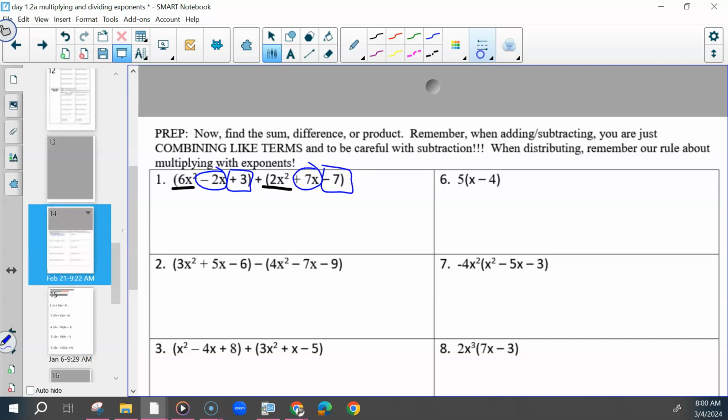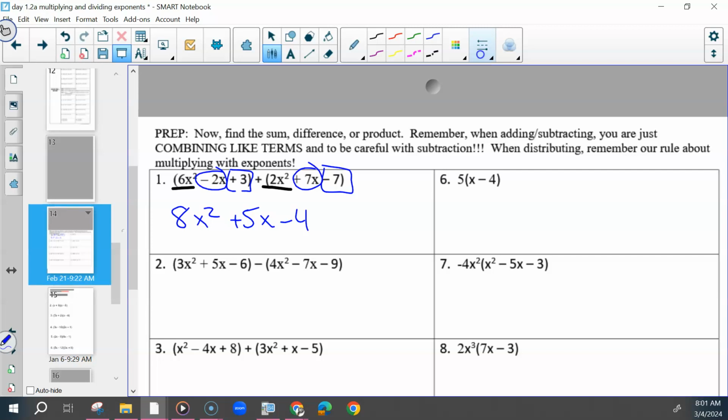So if we are combining like terms, 6x squared plus 2x squared is 8x squared. Negative 2 plus 7x plus 5x. And 3 plus a negative 7. Negative. And that's it. What if they're different? The negative 7, how many x was it? If it was negative 7x instead, it wouldn't matter. You just have to focus on what are the like terms and combine them.